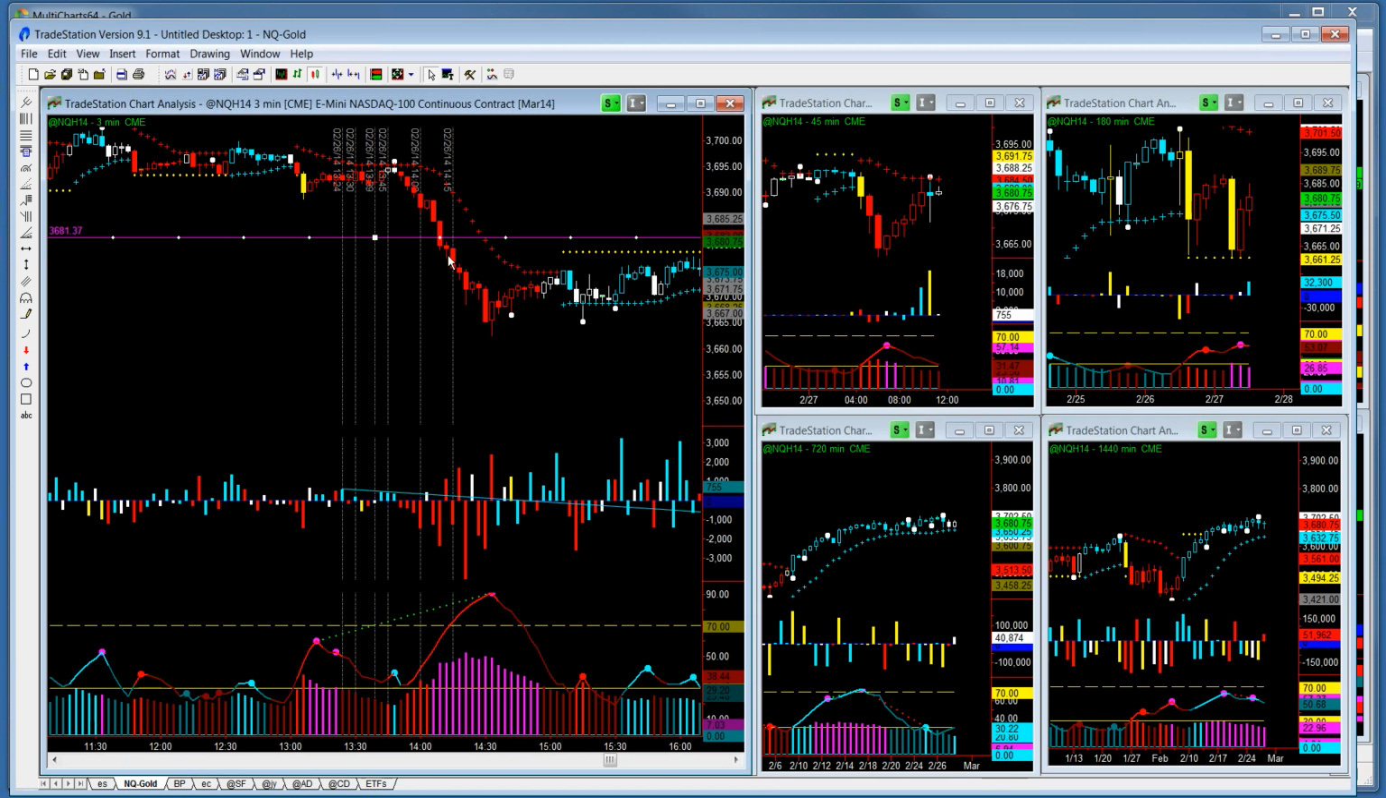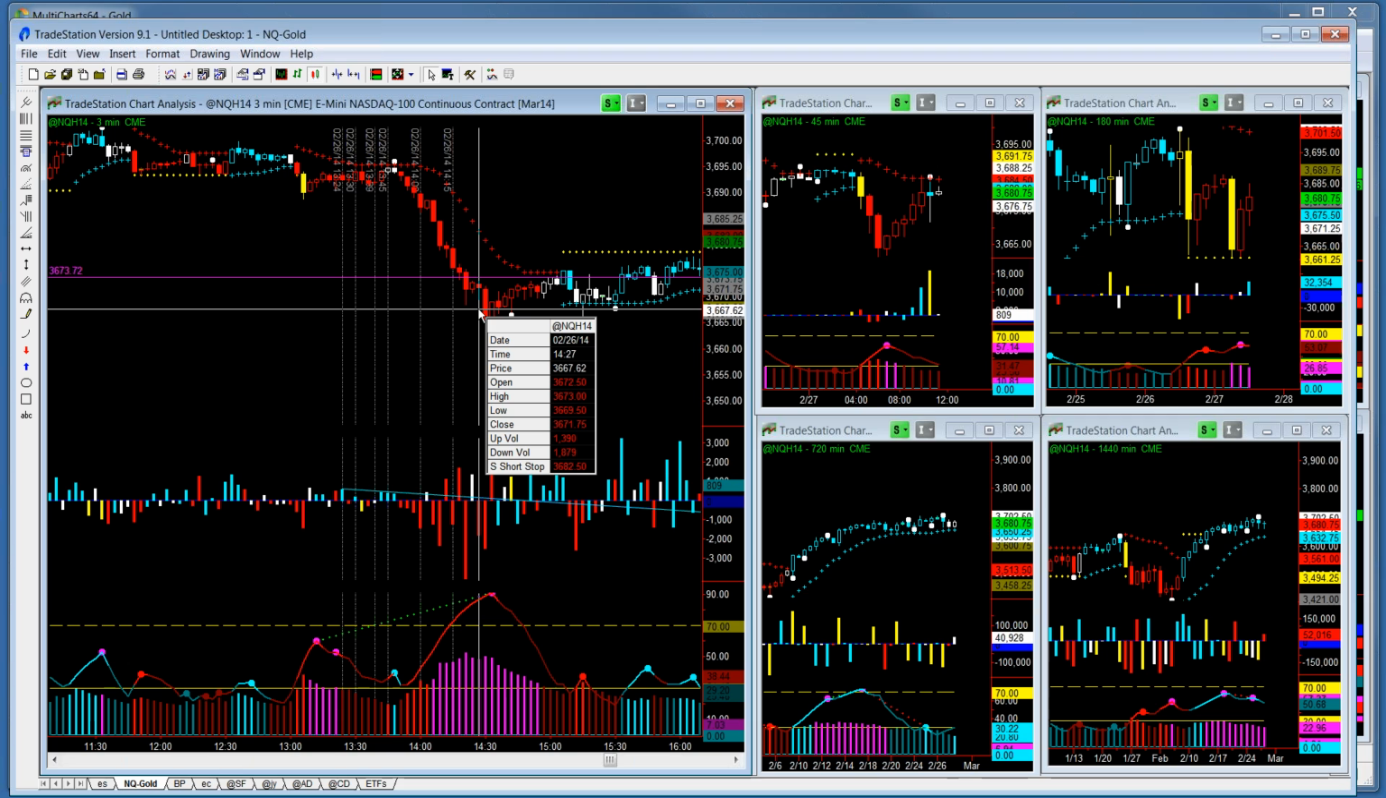Offset the high of the previous bar. When this bar finishes, pull it down a little bit. You just want to offset it by a few ticks. When this bar finishes, pull it down. When this bar finishes, pull it down. When this bar finishes, it's about the same. You don't have to pull it down.